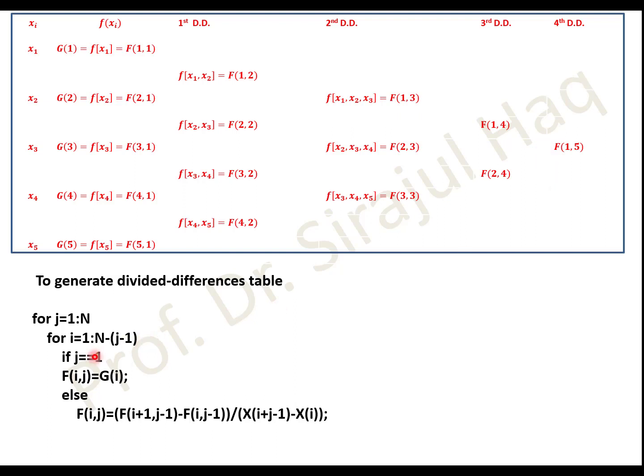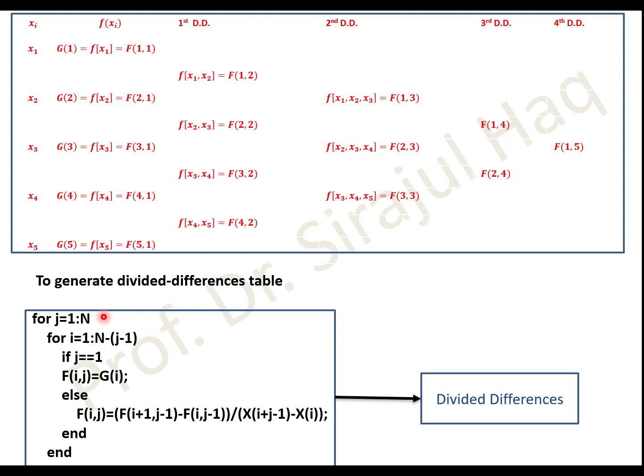Now you have started this for loop. We need to end it. We started this for, so we have to end this for. Now you can see that this is a loop containing 1, 2, 3, 4, 5, 6, 7, 8, 9 lines, and it constructs this complete divided differences table for you.